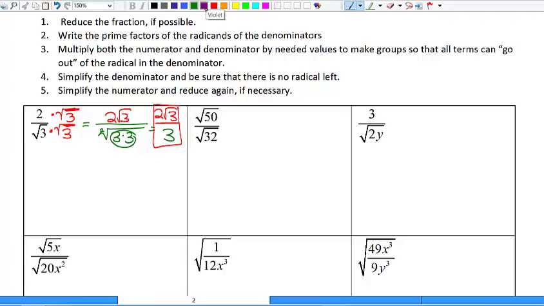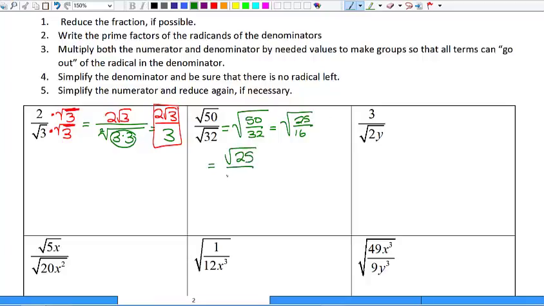On the next problem, step 1 says to reduce the fraction if at all possible. Because 50 and 32 are both underneath a square root, I could just write them as one fraction under the radical, and then I could reduce this. 50 over 32 both have a common factor of 2, so if I reduce this I get 25 sixteenths. And 25 sixteenths, look at those perfect squares.